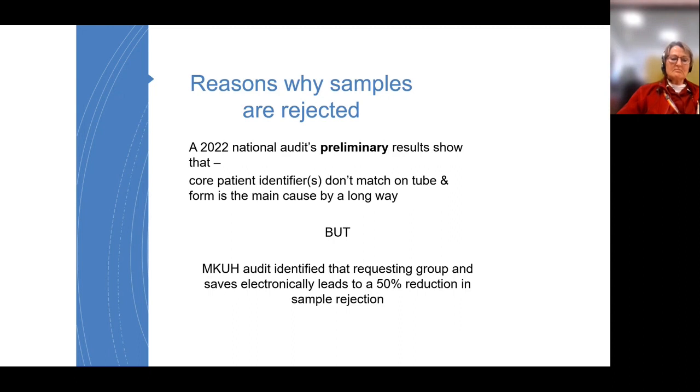At Milton Keynes, we've been doing some auditing, which we will share with the East of England when we finish and write up the audit, looking at sampling. And we did discover that requesting group and save samples electronically actually leads to a 50% reduction in sample rejection. So that's for another time, but it was quite interesting and quite surprising.